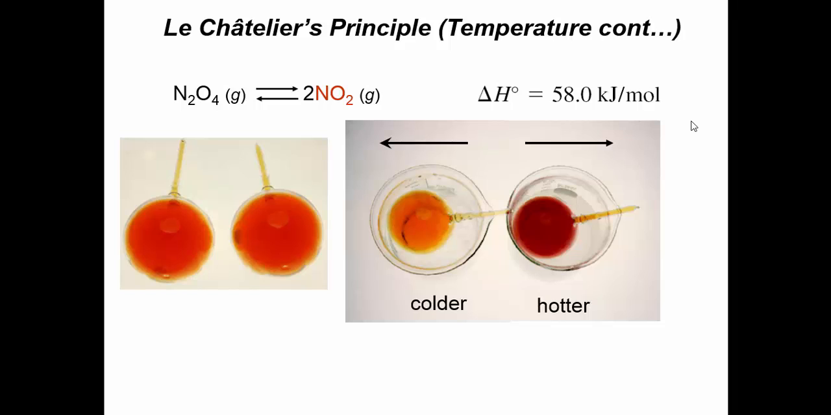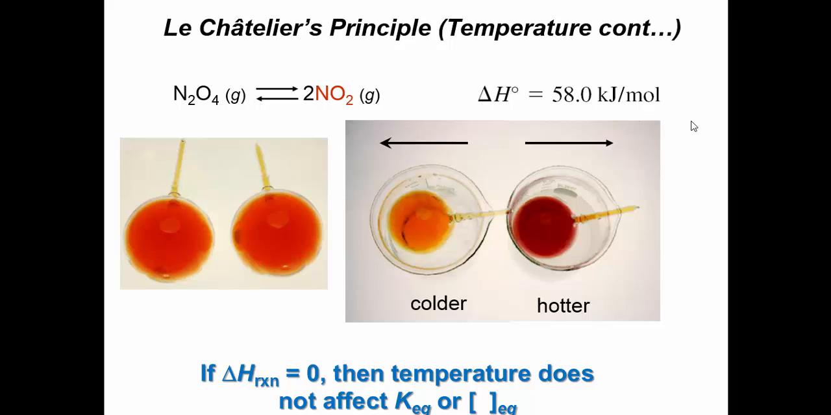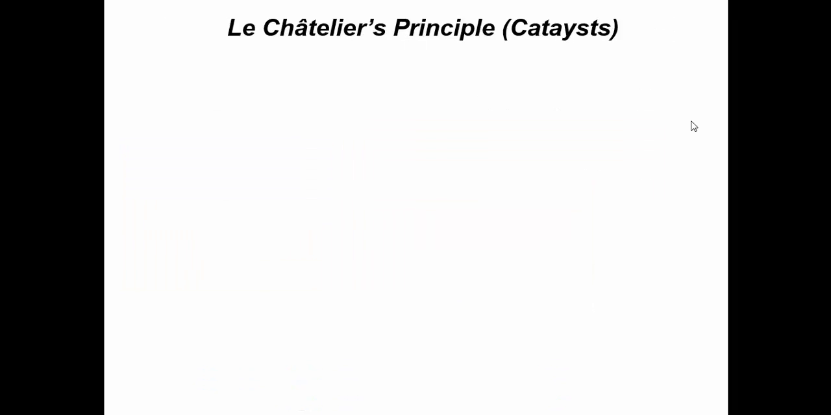You're going to increase the amount of NO2 and the gas itself turns a darker red. And so this diagram nicely illustrates the effect of the direction or the side that is being favored in the reaction when you change the temperature. So if you have a delta H of reaction where there is no temperature change, then in fact the temperature has no bearing on it.